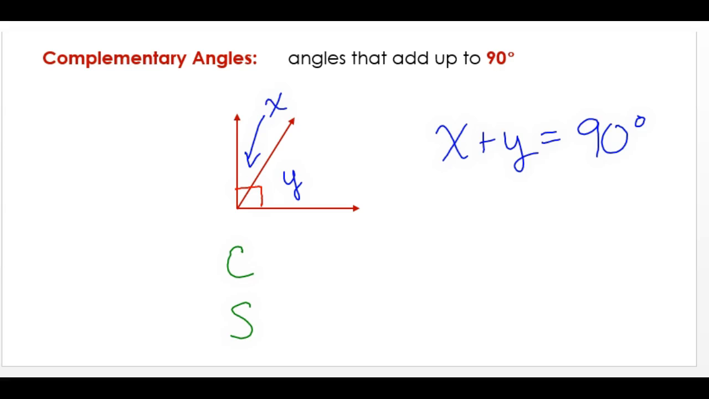And so C coming before S, the complementary one is the one that is the smaller value, and supplementary is the 180. So, C comes before S, just like 90 comes before 180. If that helps you to remember which is which, then I hope that you can use that.